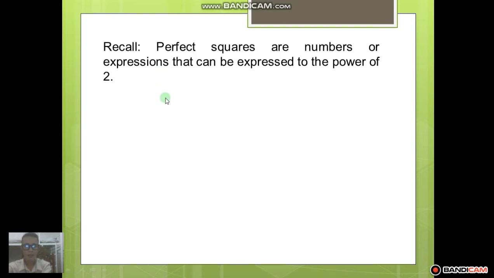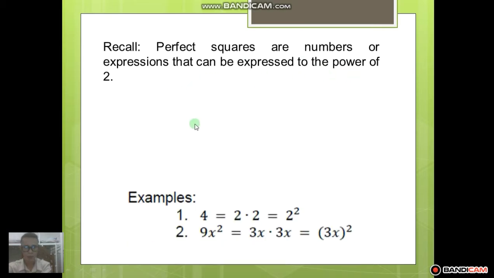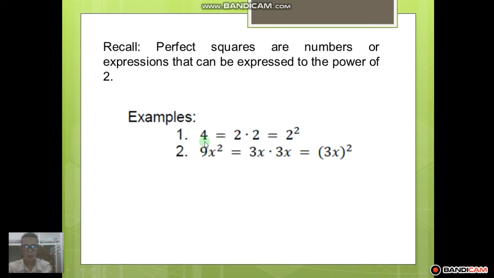We need to recall first about perfect squares. Perfect squares are numbers or expressions that can be expressed to the power of 2. Examples. Number 1, we have here 4. This can be expressed as 2 times 2. This is the reason why 4 is called a perfect square, because this is the result after multiplying the number by itself. This expression also can be transformed into exponential form, 2 raised to 2.